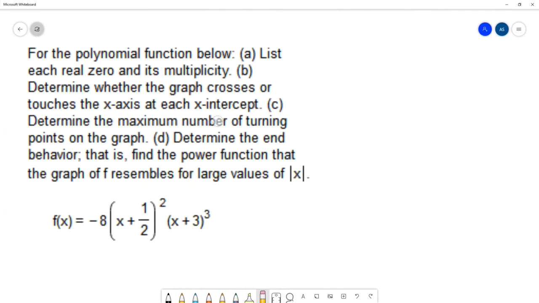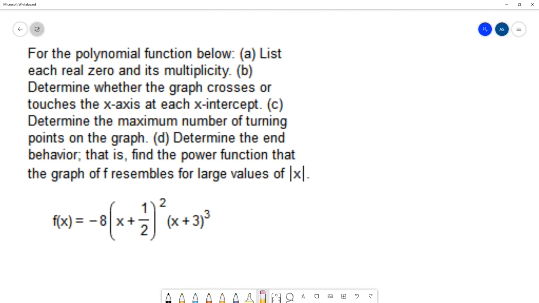determine the maximum number of turning points for the graph, and determine the end behavior, that is, find the power function that the graph of f resembles for large values of absolute value of x.